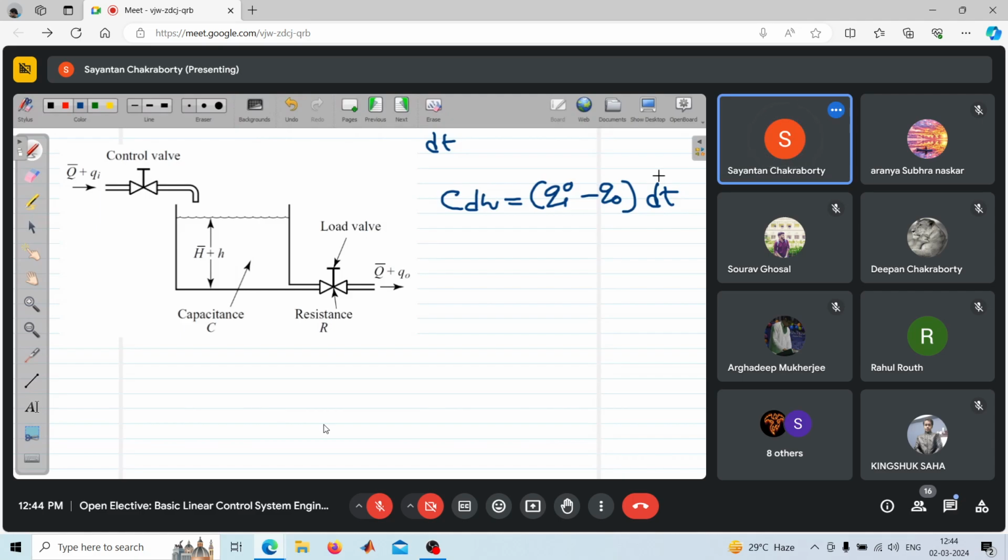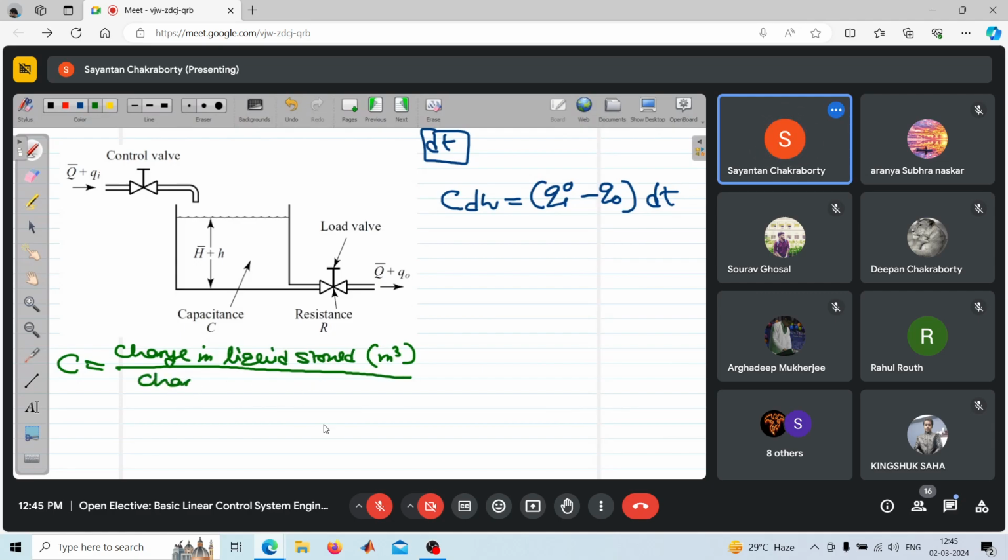Let's write for an infinitesimal small time delta t. Now, if you remember what capacitance is, how it is defined: change in liquid stored, in volume meter cube, divided by change in head in meter, right?